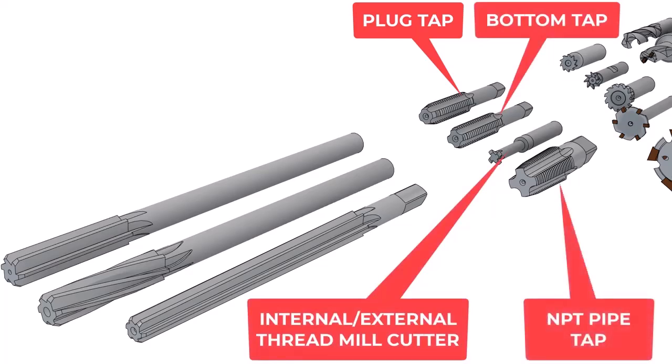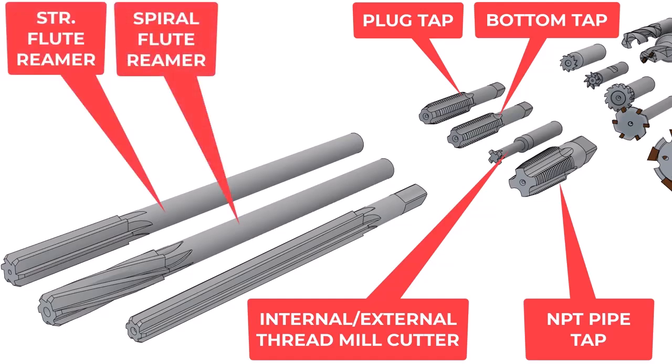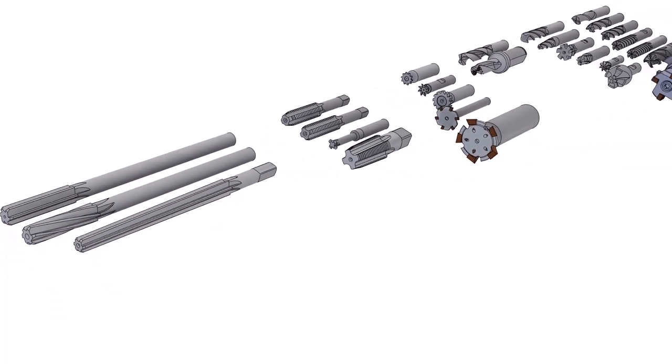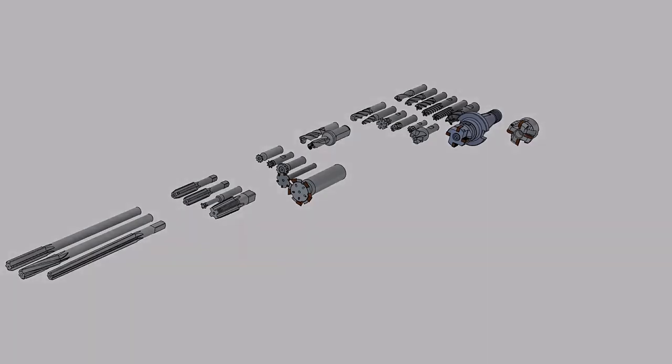Here are some examples of reamers used to ensure fine fits of such components as dowel pins and shafts, a straight flute reamer, a spiral flute reamer, and a taper straight flute reamer. And there you have it. There are more milling tools we could consider, however, this is just a sampling. In the next section, there will be more detail as to where and how these cutting tools are used.